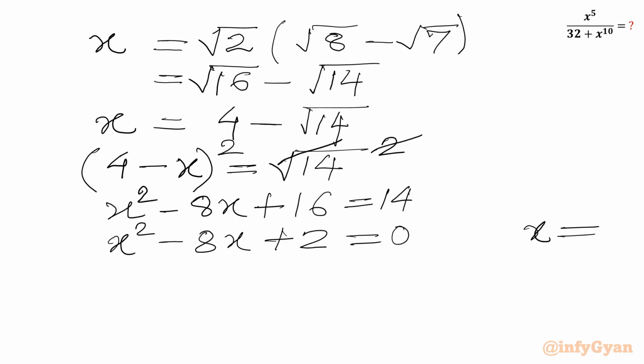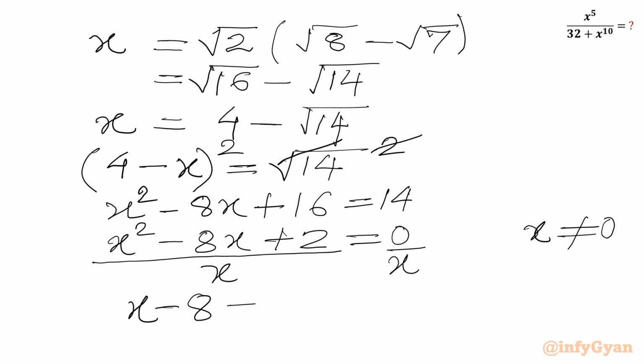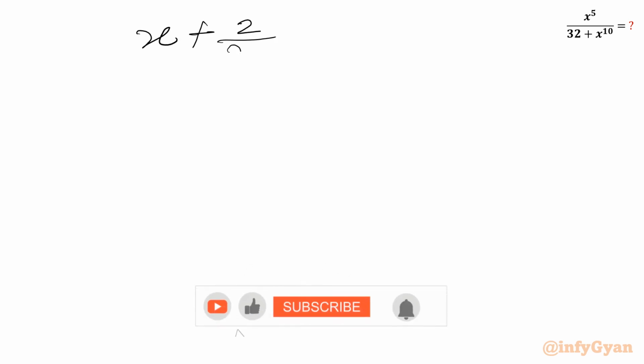Now x is non-zero, so we can divide both sides by x. Now I will split our numerators. So we will get x minus 8 plus 2 over x equal to 0 over x, 0. Now I will add 8 to both sides. So we will get x plus 2 over x equal to 8.